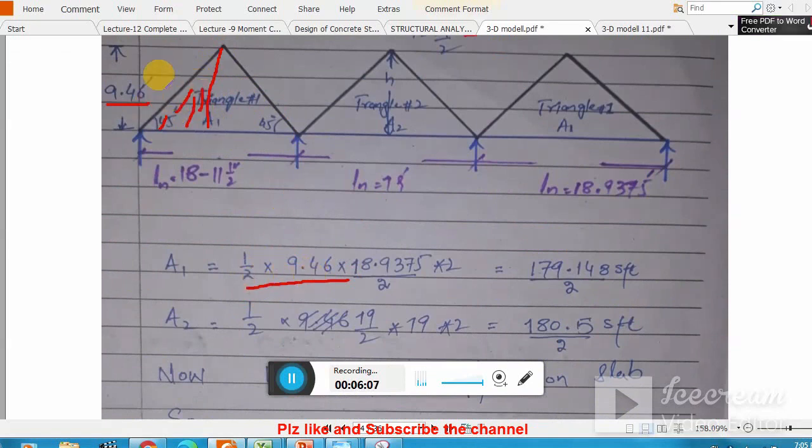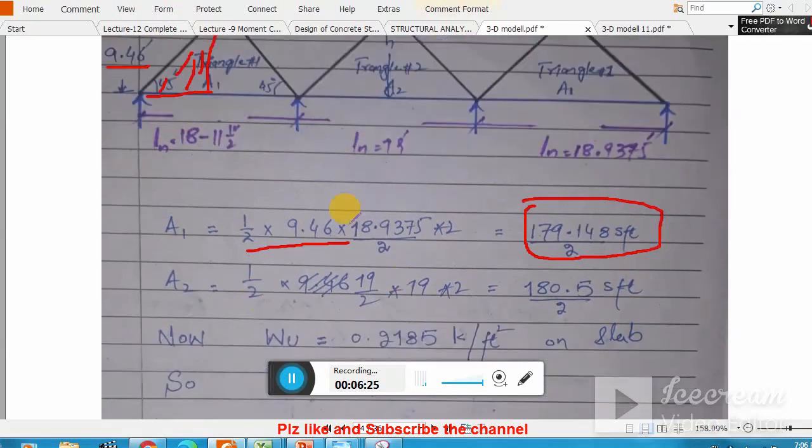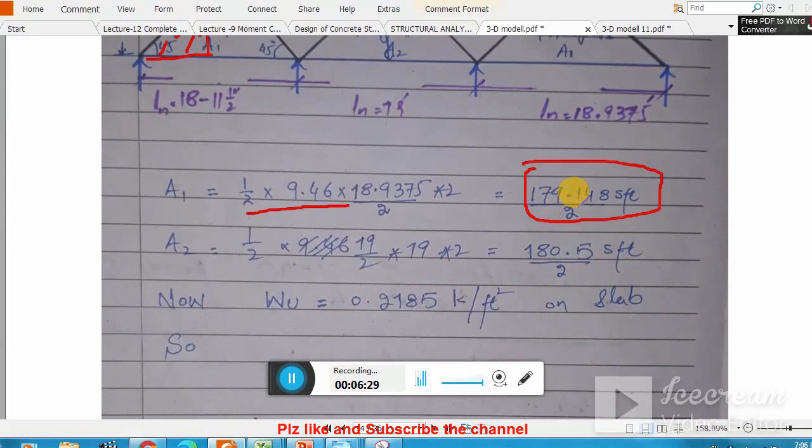So 1 over 2 times 9.46, and 18.937 is for half, and multiplied by 2 because we have two triangles. That is why this is the area of A1. Still I don't divide it by 2, remember. And the A2 triangle is the same; this is 18.0 and 17.9, close, so this is one.